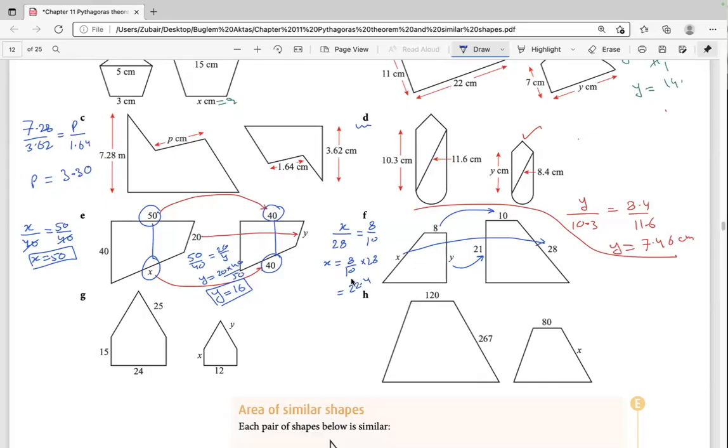Getting the point? It's basically a lot easier to do it this way. It would avoid careless mistakes. Now, let us call these pairings x by 28 and 8 by 10. Dictate to me the pairing for y. y over 21 is equal to 8 over 10. So y is equal to 8 by 10 into 21. 8 divided by 10 into 21 is 16.8.